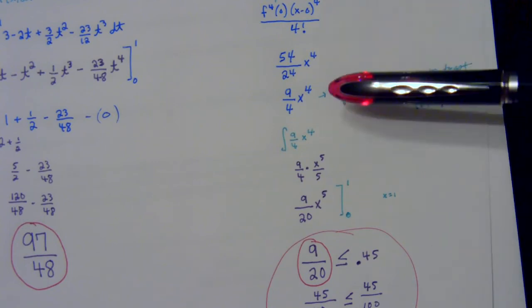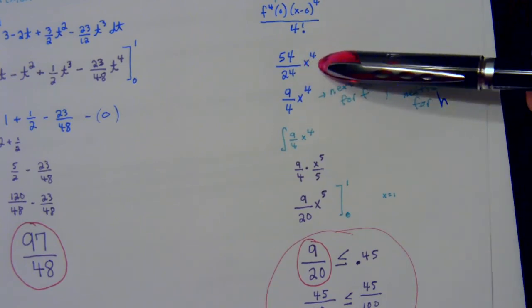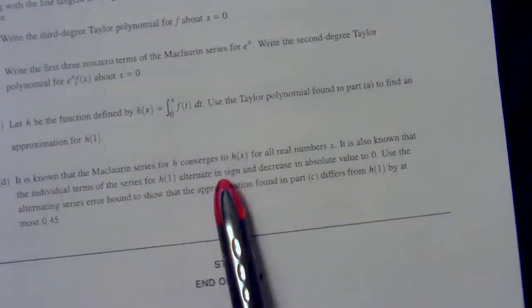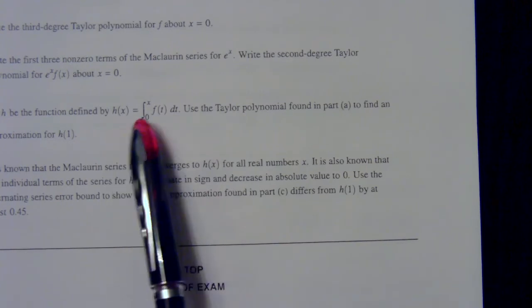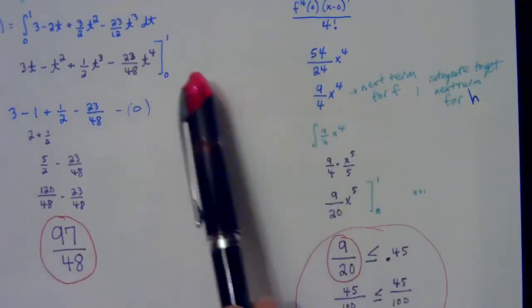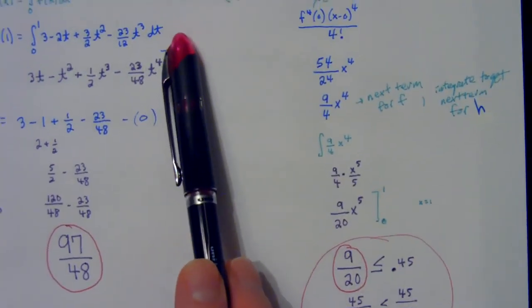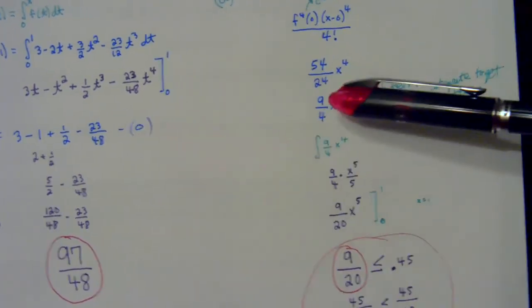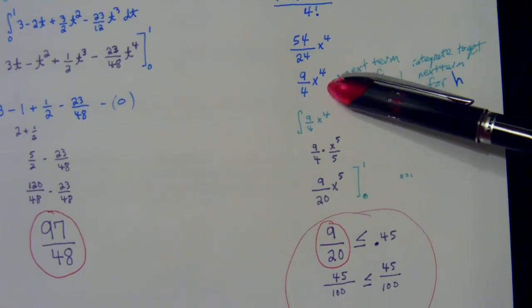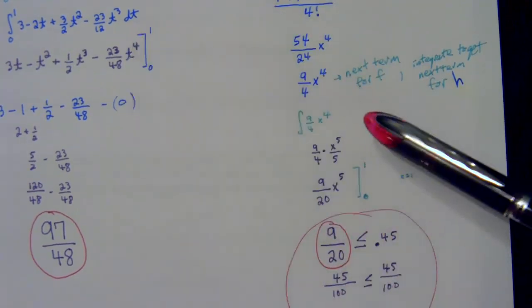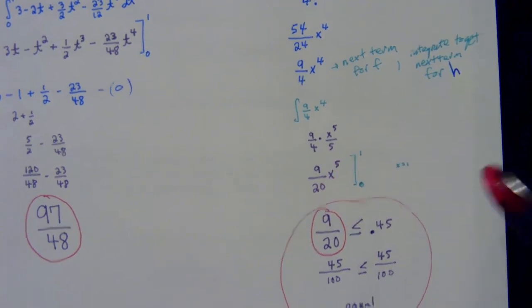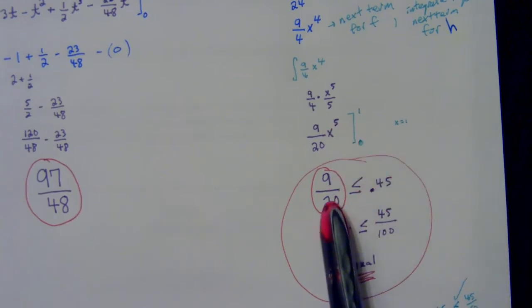And then you don't just stop there and plug in the 1, because that's just the next term for F. This whole problem, letter D, is talking about the H, and H is the integral of F. So what you found here, this 9/4 x to the 4th, is the next term that would go right here. And then to find the H, you would have had to integrate that. So we are using the next term, but we got to integrate it. I started with that, the next term for the F, and then we integrate that, get this 9/20 x to the 5th. Then we plug in the 1, plug in the 0, just plug in that 1 for the x. So you're going to get 9/20.